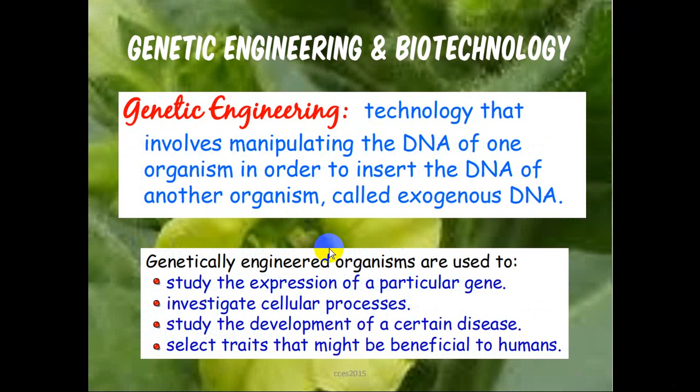Engineered organisms are used to study the expression of a particular gene. We usually genetically engineer an organism to study what the gene was responsible for, and second, to investigate cellular processes. We can study what the role of a specific gene was in any cellular process, or what the result will be if we remove a specific gene from an organism. Another use is to study the development of a certain disease. It is also important in studying a specific disease. For example, if we add or remove a gene from an organism, we can study whether this gene has some role in any type of disease or not.